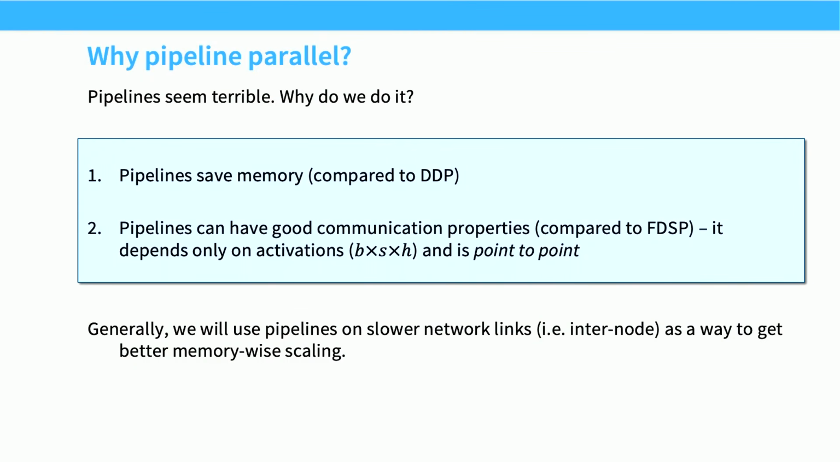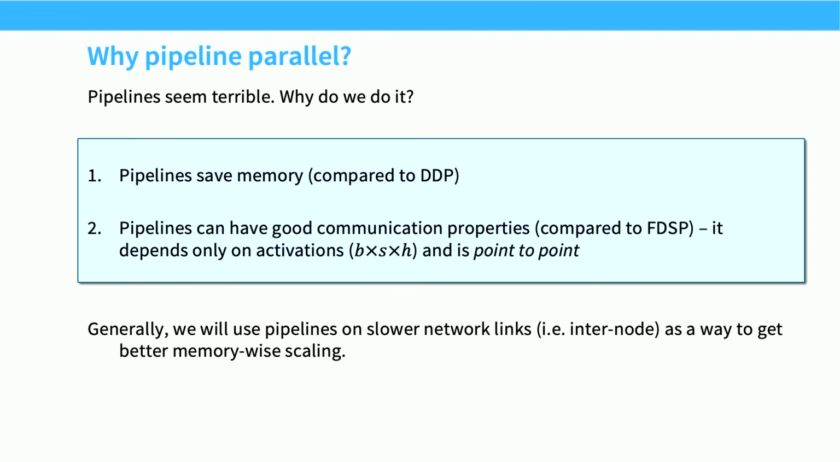Okay, so pipelines are terrible. And by folklore, people say things like, parallelization code looks reasonable and people can understand it until you implement pipeline parallel. So why do we do pipeline parallel? Well, pipelines can save memory compared to DDP because we've cut up layers, and you can also compose this with data parallel, so you can do both.